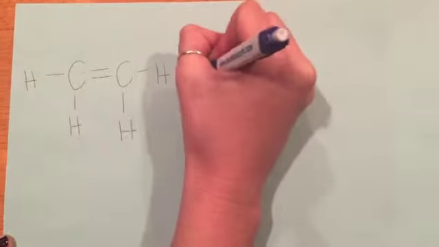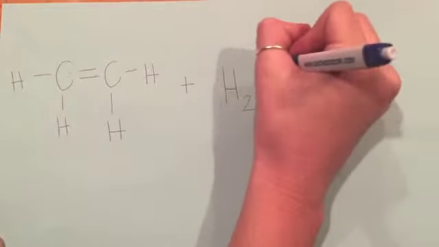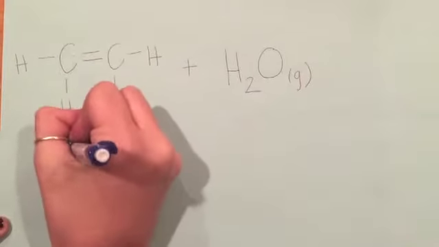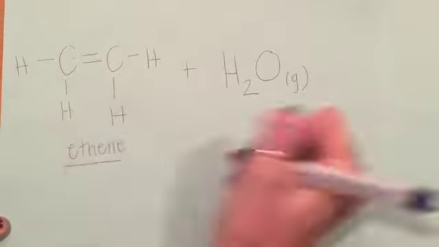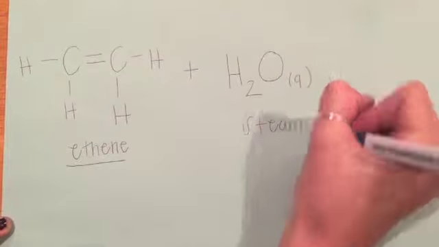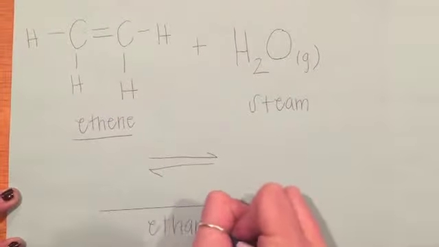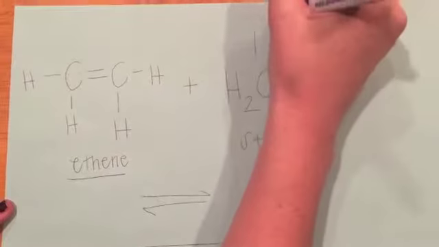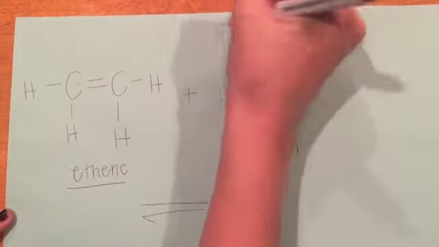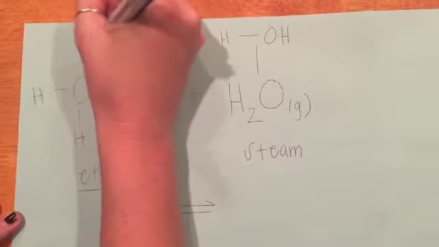Here we have a simple example of the hydration of an alkene. The example that follows is the reaction of ethene with steam, the gaseous form of water, to create the end product ethanol. Step 1. Draw H2O in the form of H-OH. Place it above the double bond of the molecule it is reacting with.